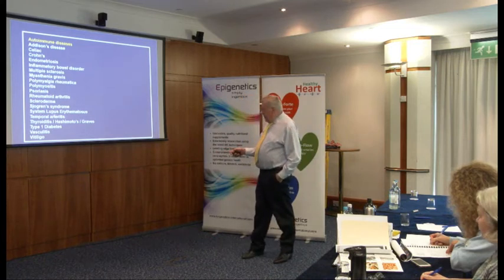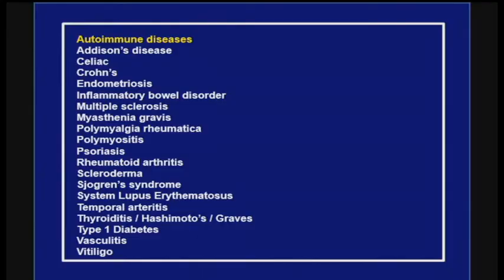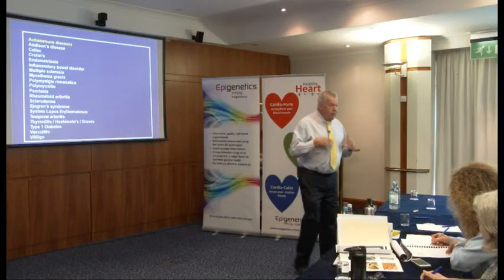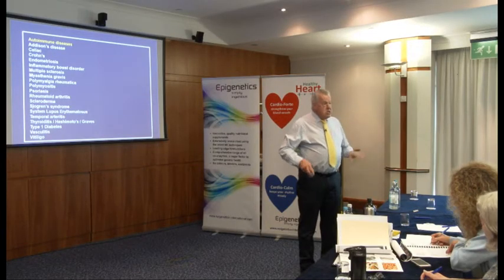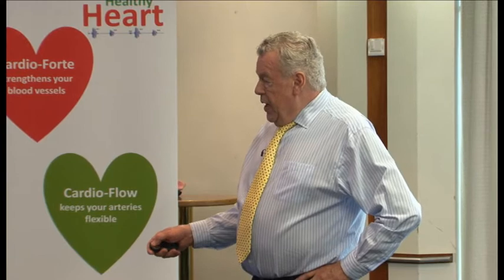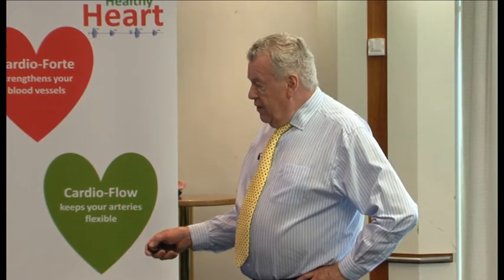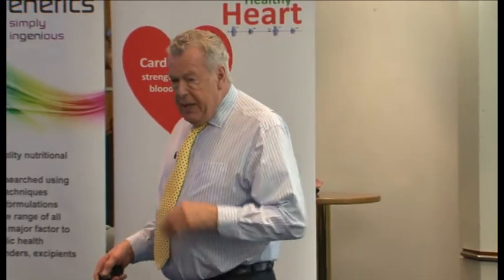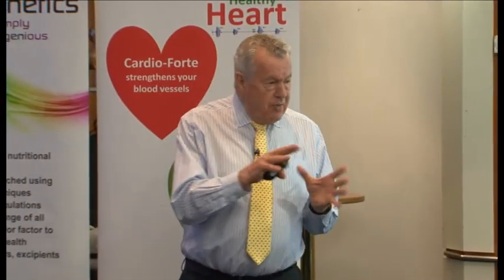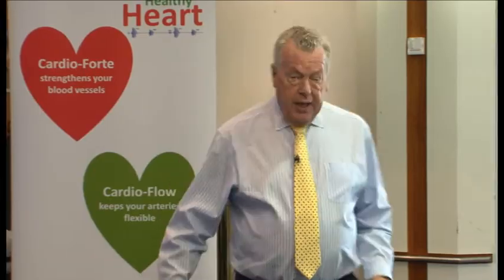inflammation of the temporal arteries, thyroiditis, inflammation of the thyroid, Hashimoto's or Graves' disease. This is an overactivity, overproduction of thyroid hormones, which then burns the thyroid out and then they go into a hypo state. Type 1 diabetes, as I just mentioned, vasculitis, which could include phlebitis, and vitiligo, when we have paling of the skin or loss of melanin pigment.